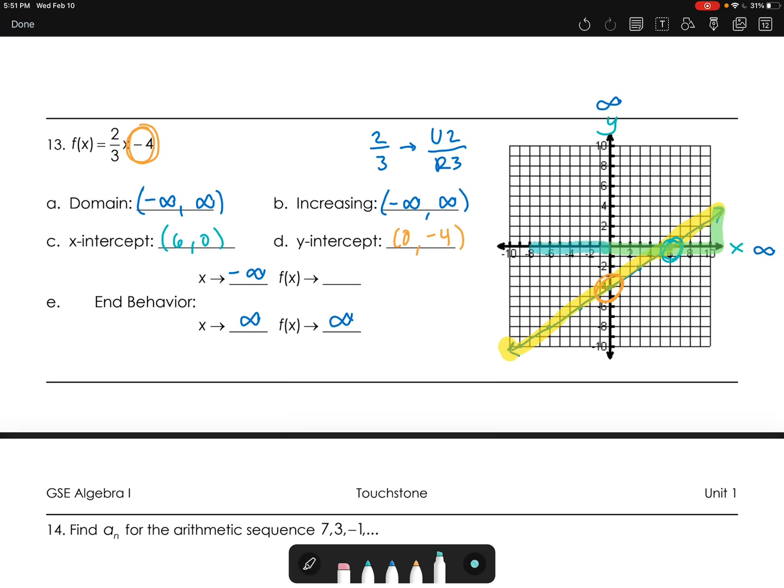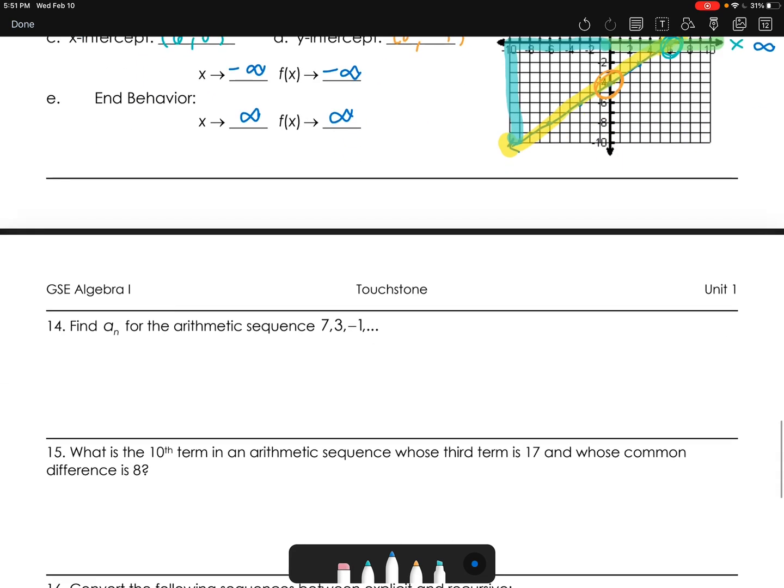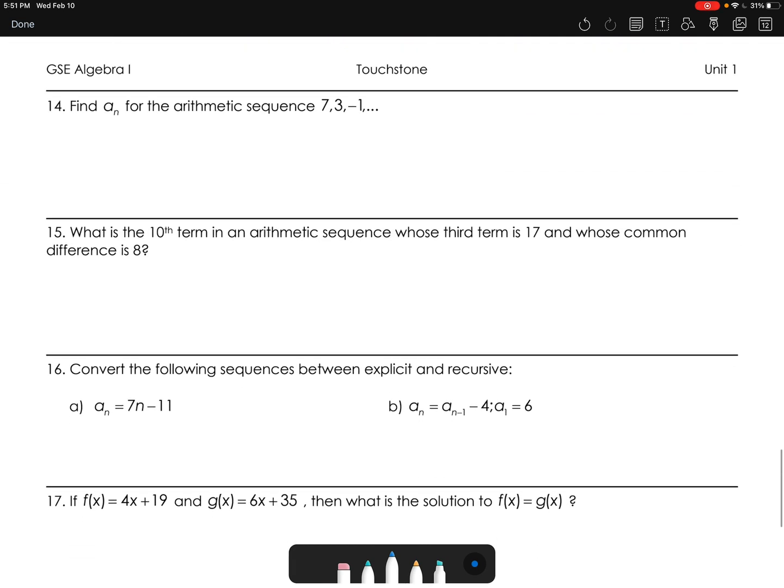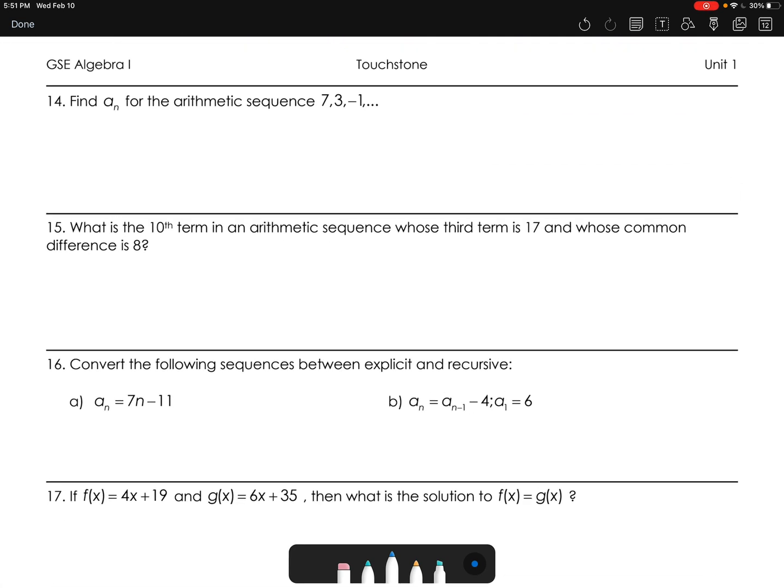Let's look at the other way. As x goes to negative infinity, my line goes down. My yellow line is going down. And so then I would say as x goes to the left, as x goes to negative infinity, my y also goes to negative infinity. Okay? Okay, I know this is a long review. Hopefully this is helpful, though, for you guys to work through.